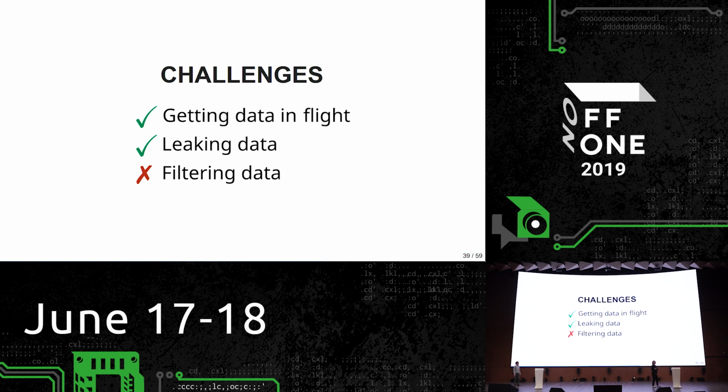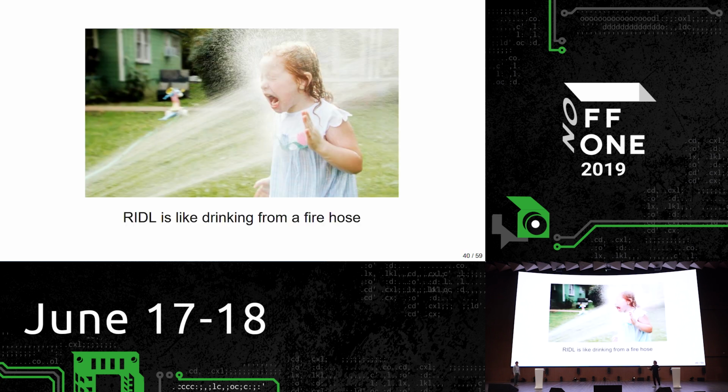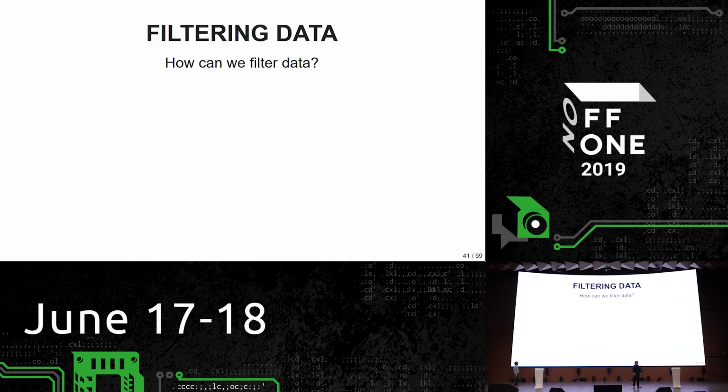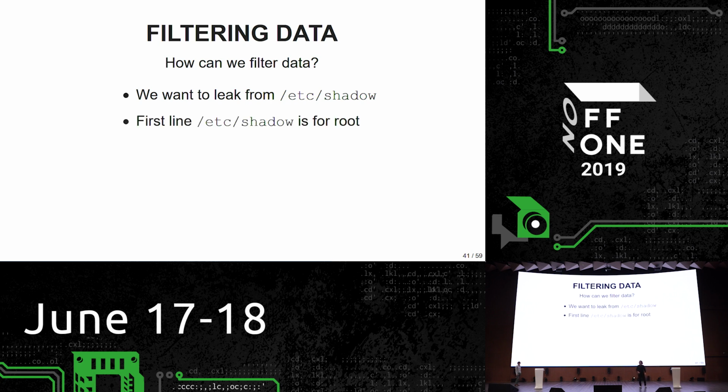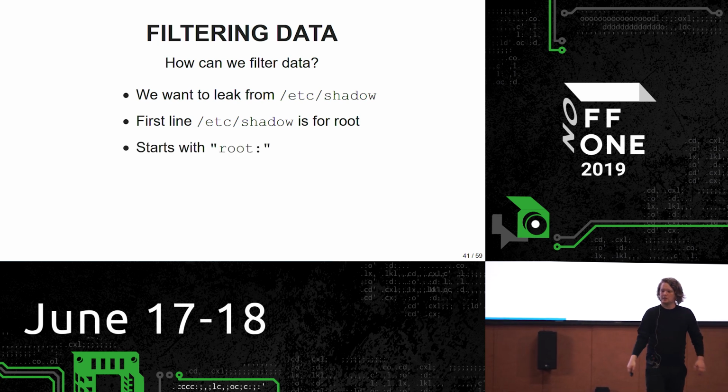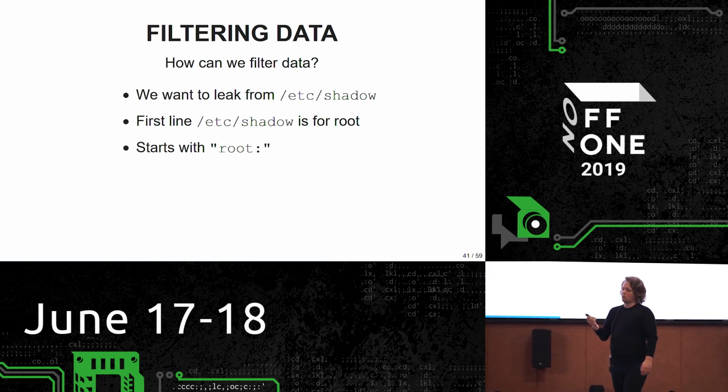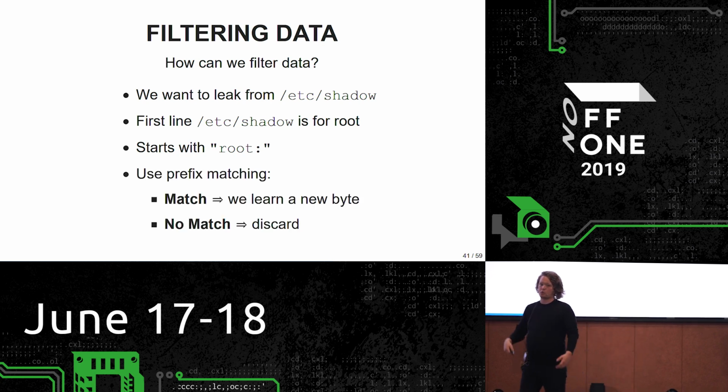So now the next point is actually filtering the data because, as you might have imagined, you get all the data that's in flight. So we liken it to drinking from a fire hose. You just get all kinds of data spewed at you. So how can we actually filter this data? Well, in this attack, what we want to do is leak from etc shadow. And typically, the first line in the etc shadow file is of the root user. And it's always known that this line starts with the following characters, root and a colon. So let's do some pattern matching here.